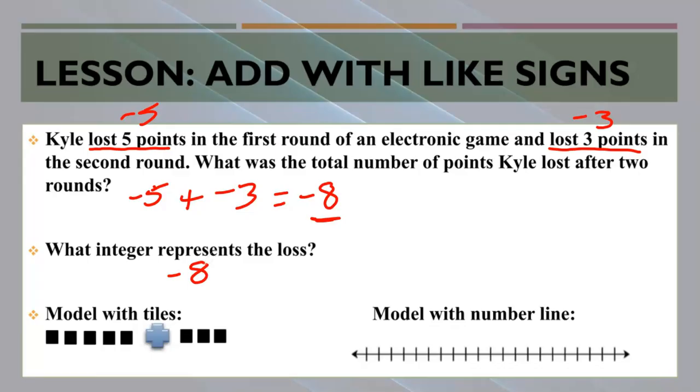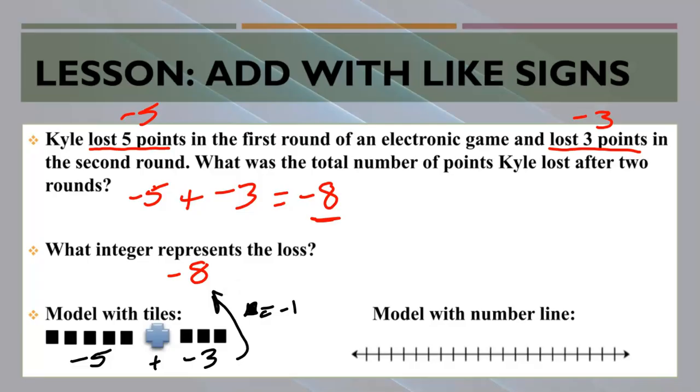Now if you were to draw pictures of this, you can model this with tiles. So this black box means a -1. If I have 1, 2, 3, 4, 5, that means a -5 here. Plus, I have 3 of these black boxes, so that's a -3. If I add them together, it gives me -8.